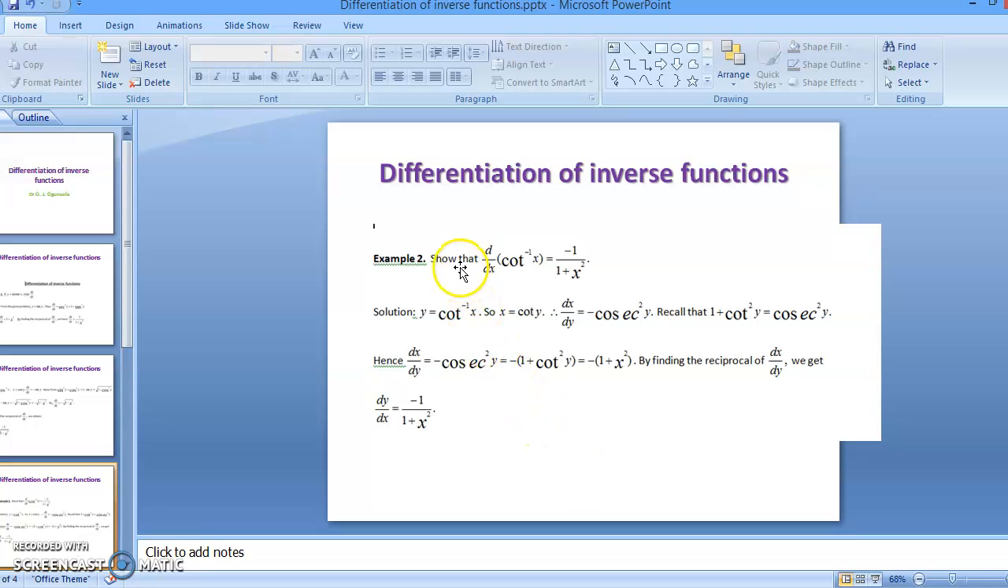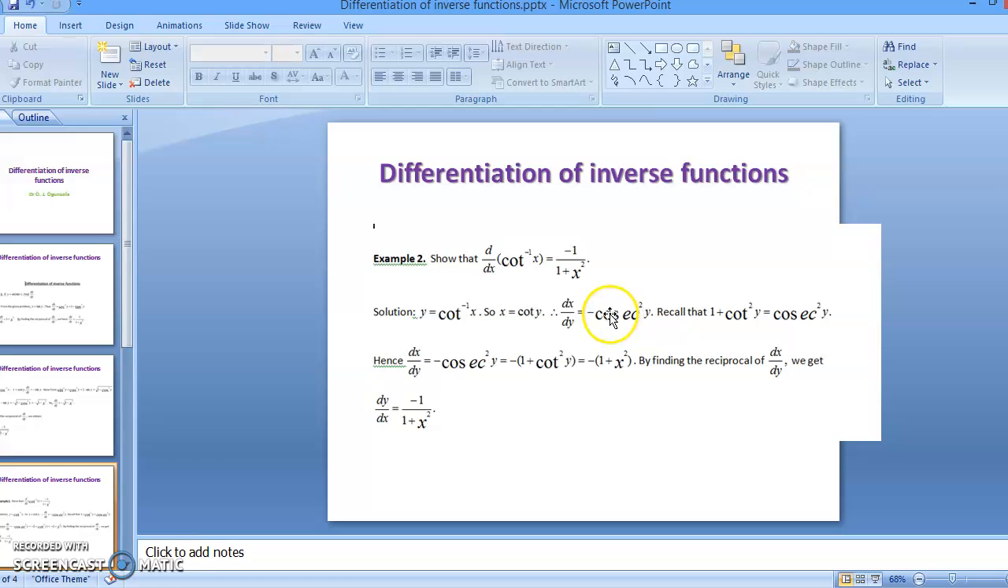Now, the second example. Show that d/dx of cot inverse of x is equal to minus 1 over 1 plus x squared. So, our function here is y is equal to cot inverse of x, which is arc cot x. So, multiplying out, we have x equals cot y. So, when we differentiate x with respect to y, we have dx/dy is equal to minus cosec square y. So you can recall that elementarily in our trigonometry, 1 plus cot square y is equal to cosec square y.